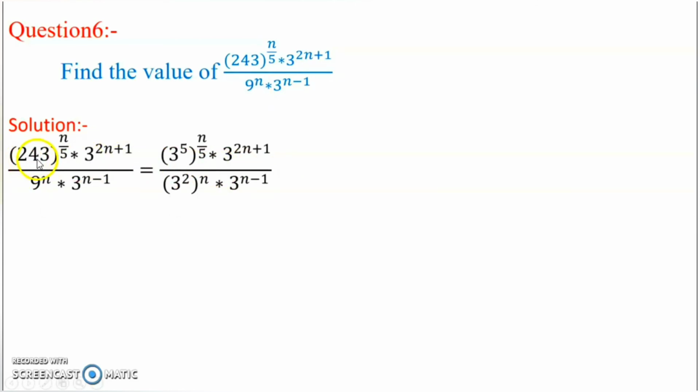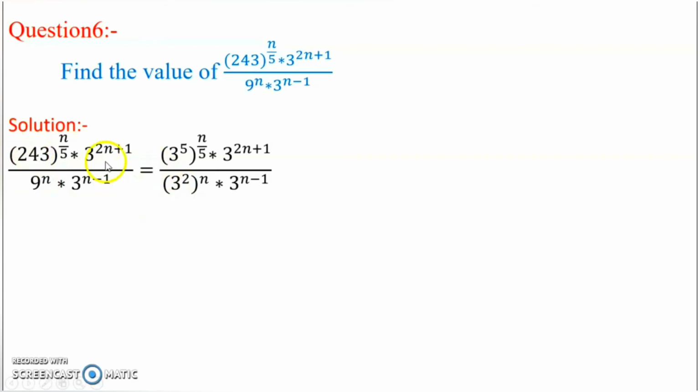Now you have to simplify this number 243, like I have done for the number 1024, using factorization. Here also you have to factorize this number 243. After this, you can try it yourself. You will get that 243 is nothing but 3 raised to 5, and this 9 will be 3 square. Why I am doing it like this is that here you can see that this is base 3, here also the base is 3. So I will try to get base 3 over here.